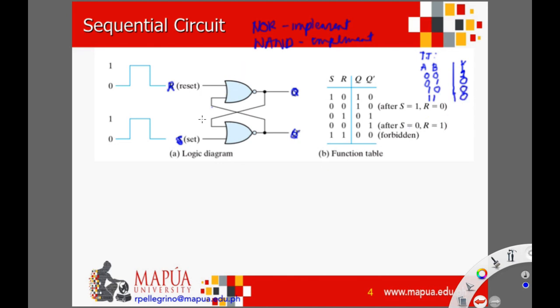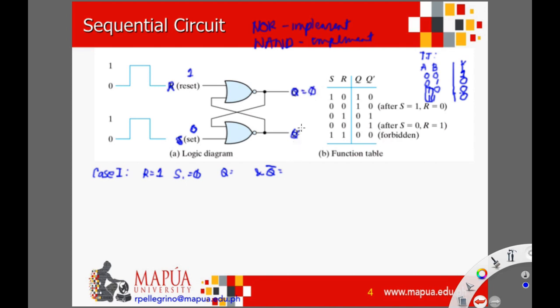Now, as you can see, how do we get this given value? Say in case 1, we have R equal to 1 and S equal to 0. What will be the value of Q and Q bar? In this case, as you can see, if we have an input of 1, where R is 1 and S is 0, whenever there's an input of 1, the output is 0. So in that case, 1 or 0, the output will be 0.